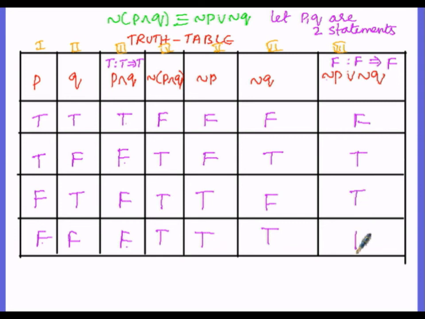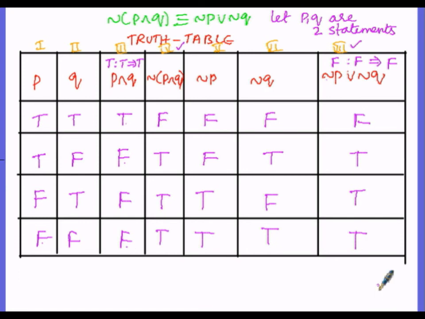Now in order to prove that the negation of P and Q is identically equal to negation P or negation Q, we have to see the negation of P and Q, which is under column number 4, and negation P or negation Q, which is under column number 7. We have to compare the truth values of columns 4 and 7. Here the truth values are F, T, T, T, and here also the truth values are F, T, T, T. Since the truth values of columns 4 and 7 are similar, LHS is identically equal to RHS.